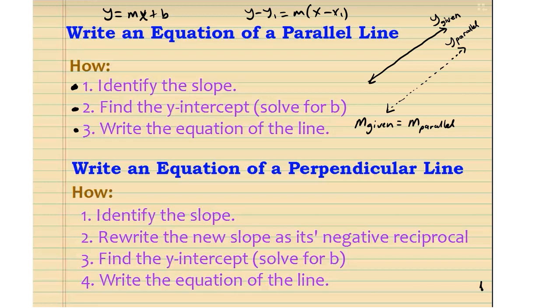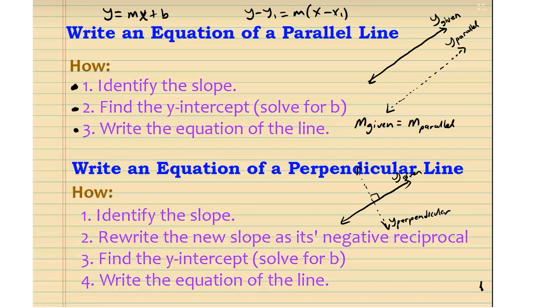The second style is writing an equation of a perpendicular line. This time we will have a given line, and we will try to find the equation of a perpendicular line to the given line. A perpendicular will have a 90-degree angle. So I'll put y perpendicular for this one.